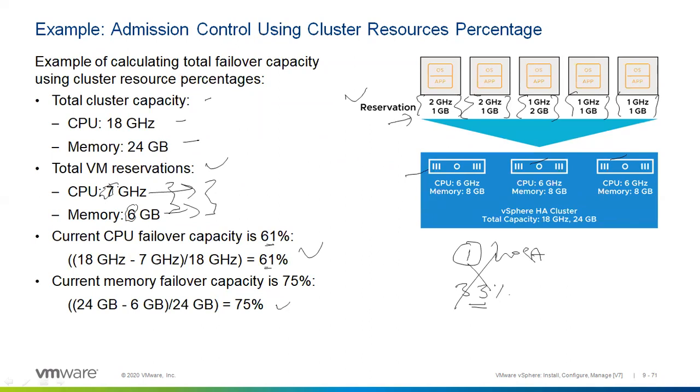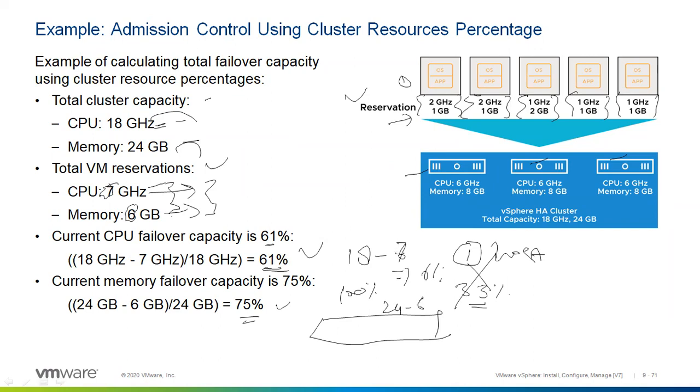So out of 18, if 7 is reserved, then I have 61% of my CPU and 75% of memory. So this is my 100% capacity. What is 100%? 18 gigahertz, 24 GB, right? But out of them, 7 is reserved at virtual machine level, and 6 GB of memory is reserved for all these virtual machines. So when I reduce this value from 18 to 6, the remaining percentage is 61%, and 24 minus 6 gives 75%. So now I would say in my cluster, the actual resource available now is 61% and 75%.